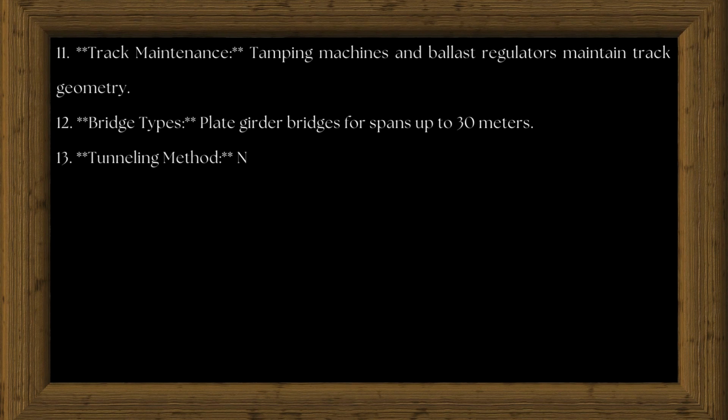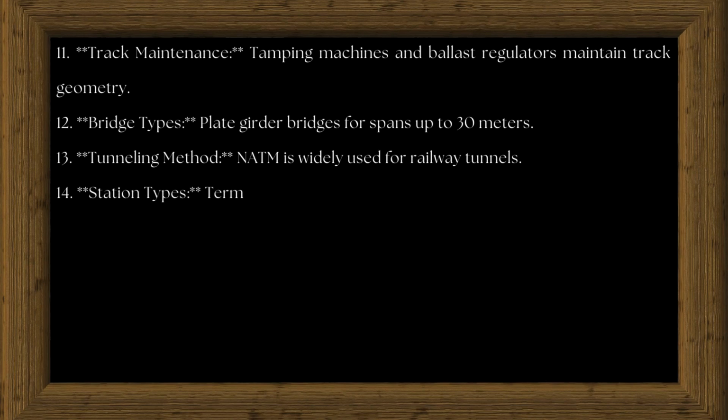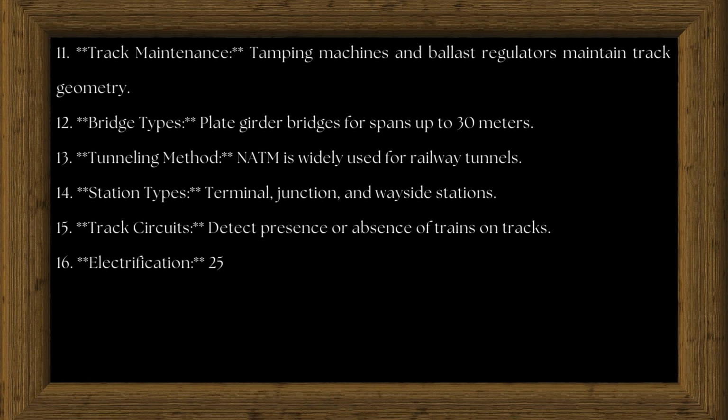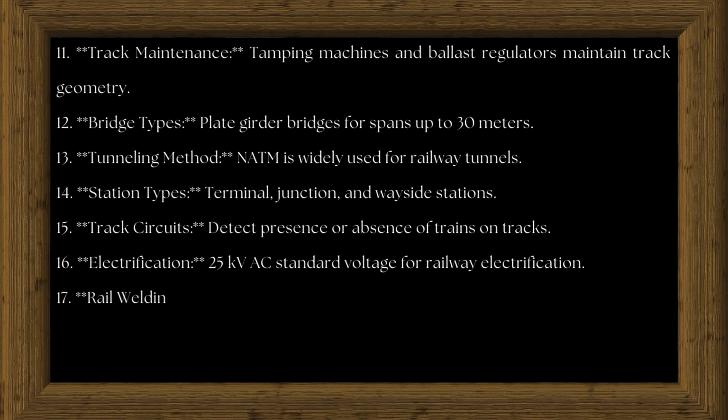Tunneling method: NATM method is widely used for railway tunnels. Station types: terminal, junction and wayside stations. Track circuits: it detects presence or absence of trains on tracks. Electrification: 25 kilovolt AC standard voltage for railway electrification.